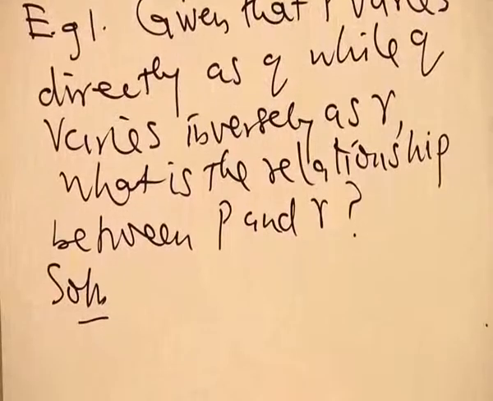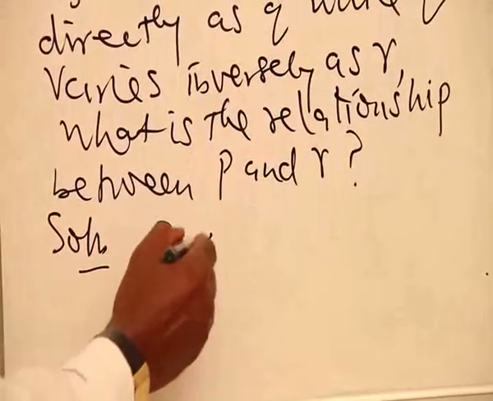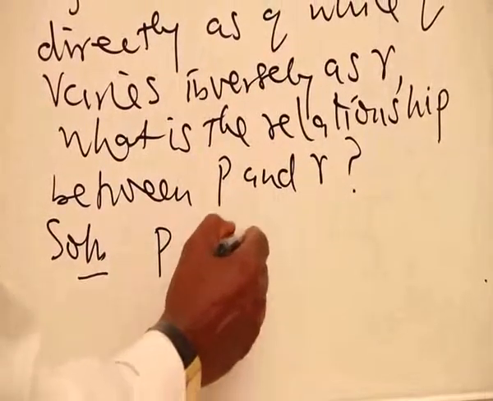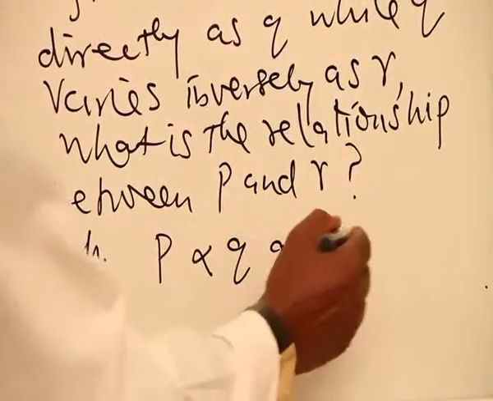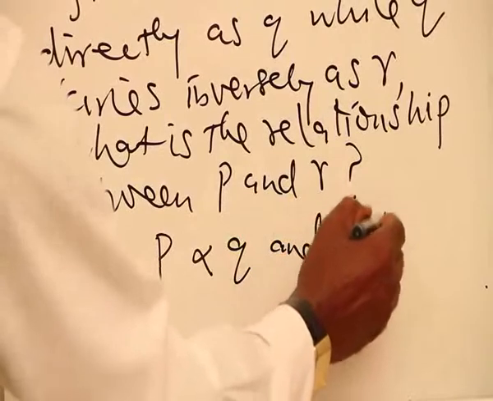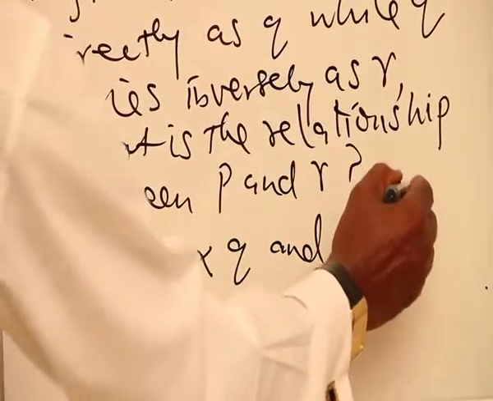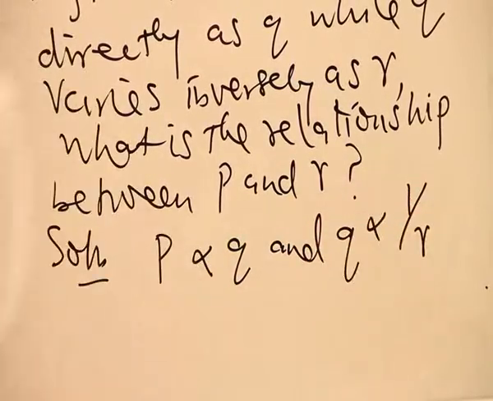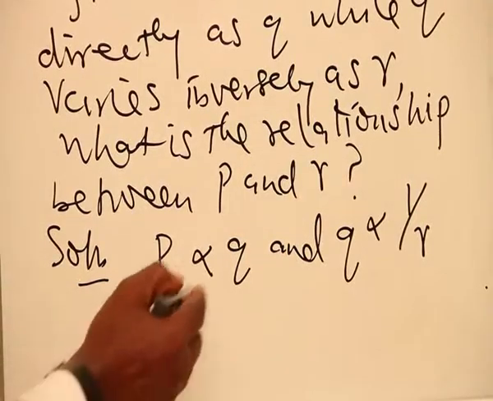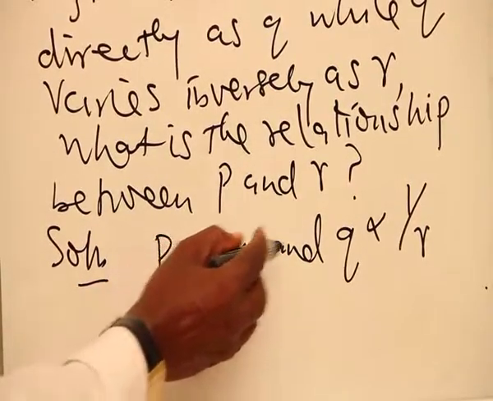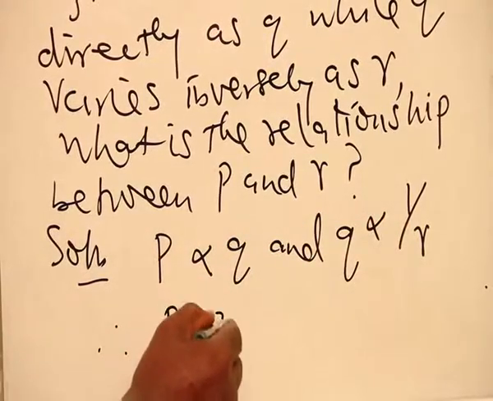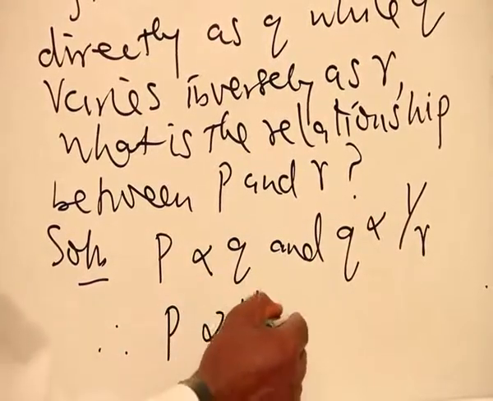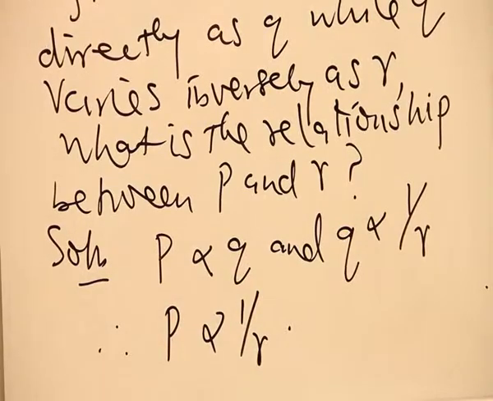Solution: P varies directly as Q and Q varies inversely as R. Therefore, in place of Q, you replace it with 1 over R. P varies inversely as R. That is the solution.